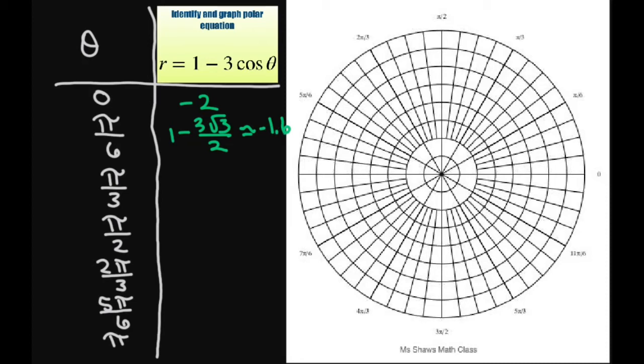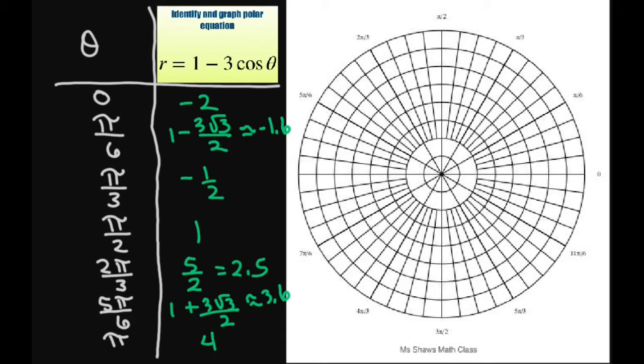At pi divided by 3, we get negative 1/2. Pi divided by 2 is 1. 2 pi divided by 3 is 5/2. And 5 pi divided by 6 is going to be 1 plus 3 square root of 3 divided by 2, and that's approximately 3.6, and at pi we're at 4.